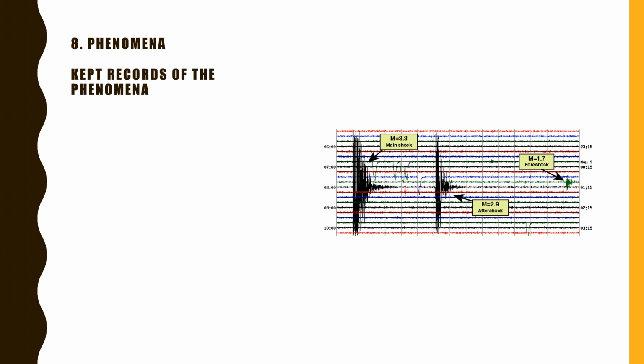Phenomena. Kept records of the phenomena. The definition is observable facts. Anything that you can see that happens is a phenomenon, the singular. The plural of the word is phenomena. So the word that's in your vocab list is phenomena, the plural. Please note that the singular form is spelled differently, phenomenon.